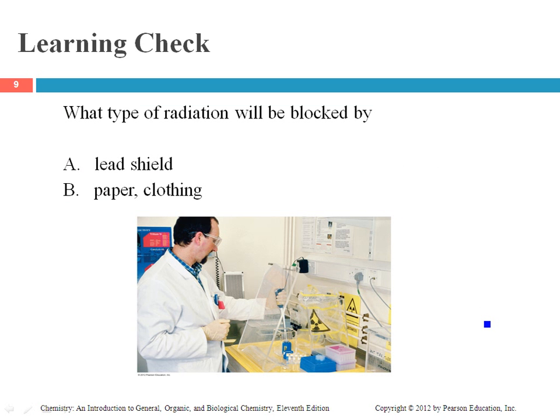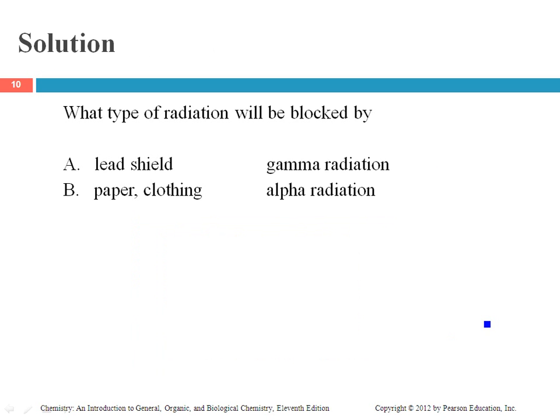Okay, so what type of radiation will be blocked by lead? That's going to be our gamma, and B says paper and clothing, that's going to be our alpha. So if we look at the answers here, gamma and alpha.